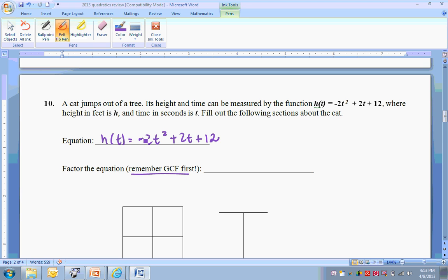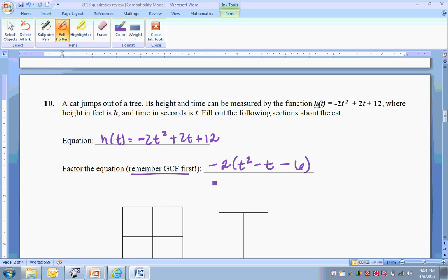Well, a couple things about GCF. One, the number has to go into all of the coefficients in your terms. And the number I recognize that goes into all of these is 2. But because there's a negative out front, I'm going to go ahead and pull out a -2. And when I pull out a -2, that leaves me with t squared minus t, because remember my sign changes because I'm dividing 2t by -2, and then a -6.